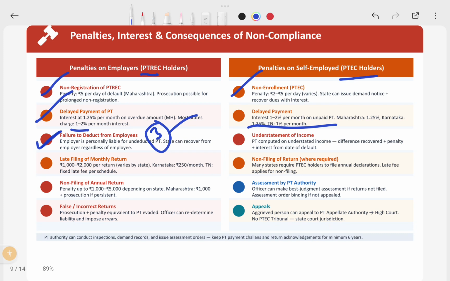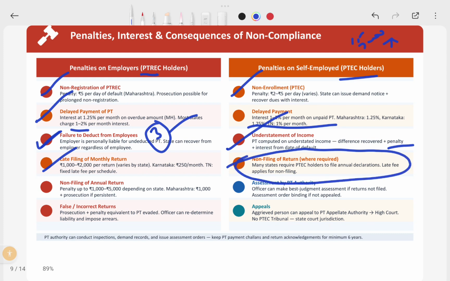For understatement of income, suppose your income is more than 50,000, but you are still showing only 15,000 to be exempt from PT. If they find it, they will definitely recover it with a penalty as well. Late filing of monthly returns, and these are for non-registration. If you're not filing the monthly returns, they will charge 1,000 or 2,000 per return, varying state by state. Here, monthly returns are not required because these people only file annual returns.